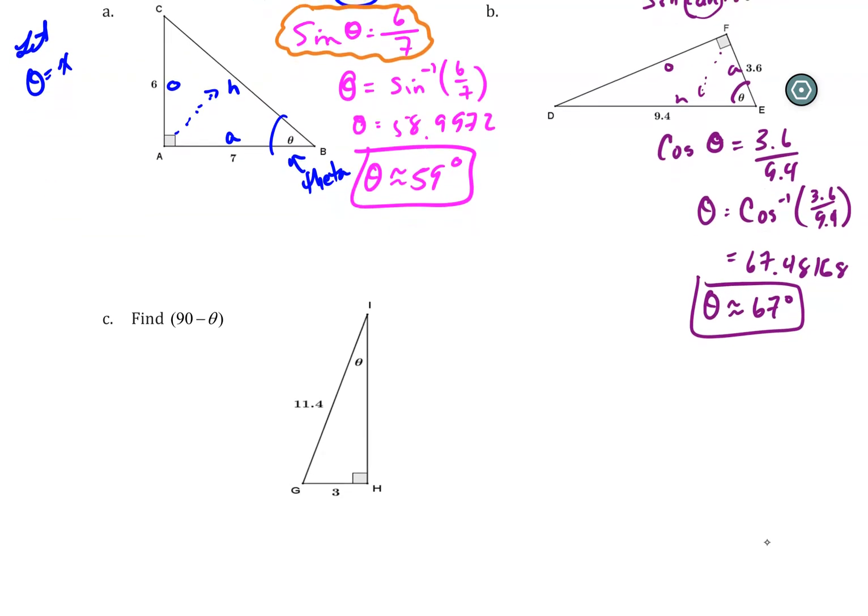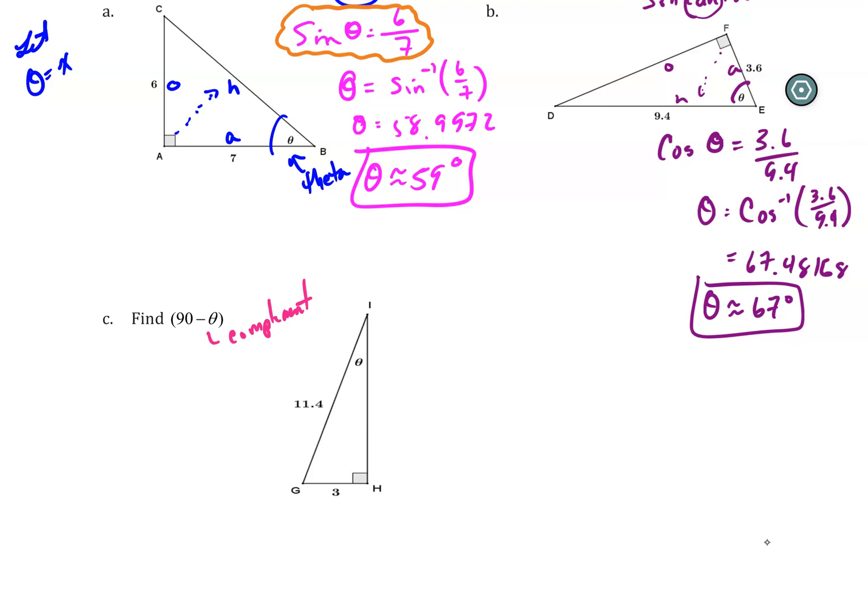All right, last but not least, we've got this question here. It says find 90 minus theta. All right. Oh boy, what is that? 90 minus theta is just simply a fancy way of writing the complement. Right. All I want here is the complementary angle.